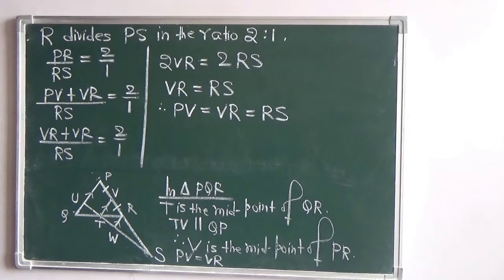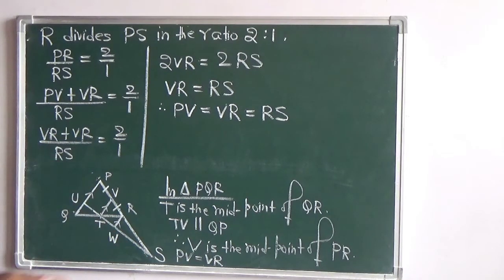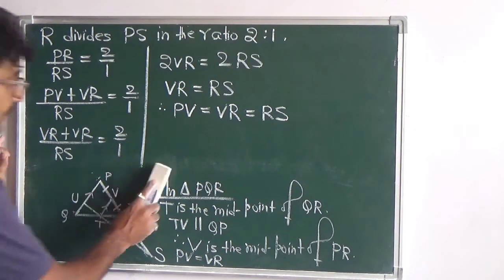Now we have to look into this side. We have to prove that T divides SU in the ratio of 2:1. So moving on to this side, I am drawing this part.